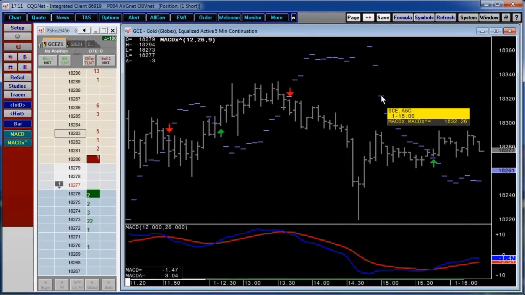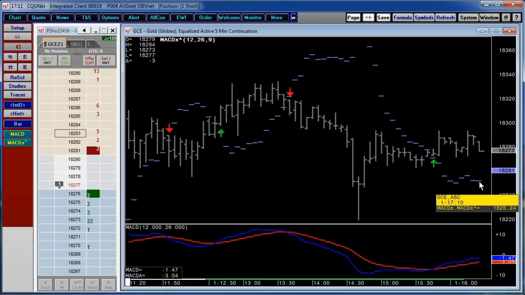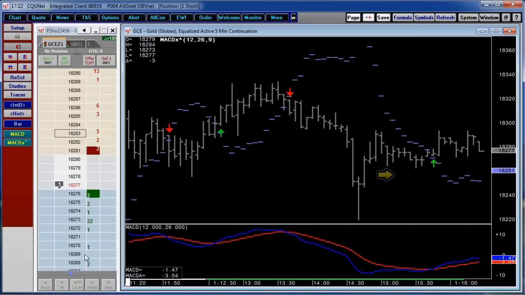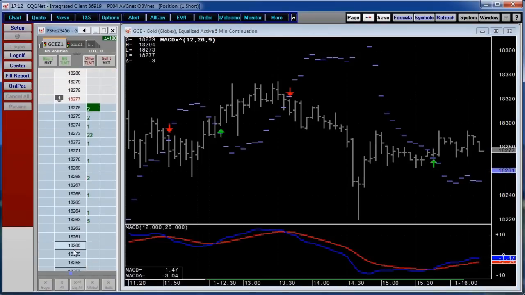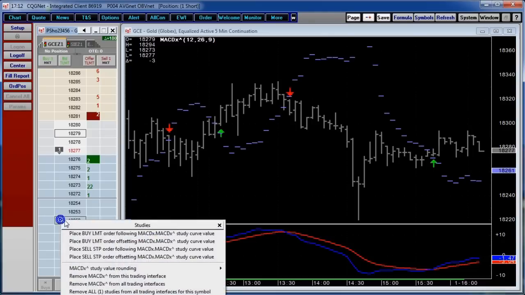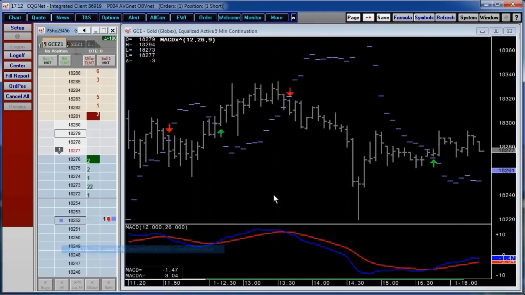Knowing the price point on the chart certainly will give you an edge in the market in terms of where to put your buy and sell stops to enter. Again, we can go ahead and take this MACD and put it into the trading interface. If I right-click on the value box, show it in the trading interface, and at this point I can cursor down, right-click at 1825 and 2/10, and place a sell stop there.